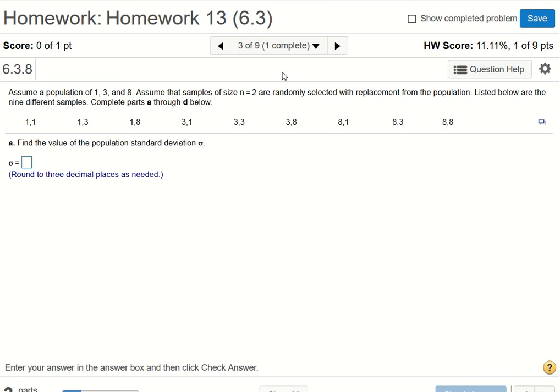Now let's look at problem number 3 from the homework of section 6.3. In this problem, we're given 3 population values: 1, 3, and 8. If we pick 2 of them as our sample with replacement, we'll have these 9 possible samples. Okay, let's look at problem A. Find the value of the population standard deviation.